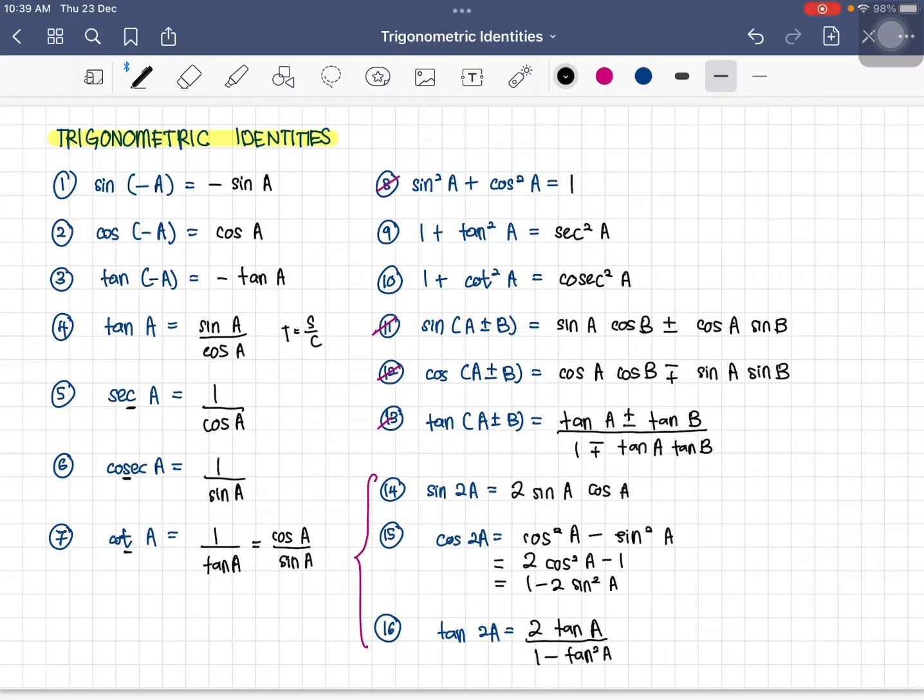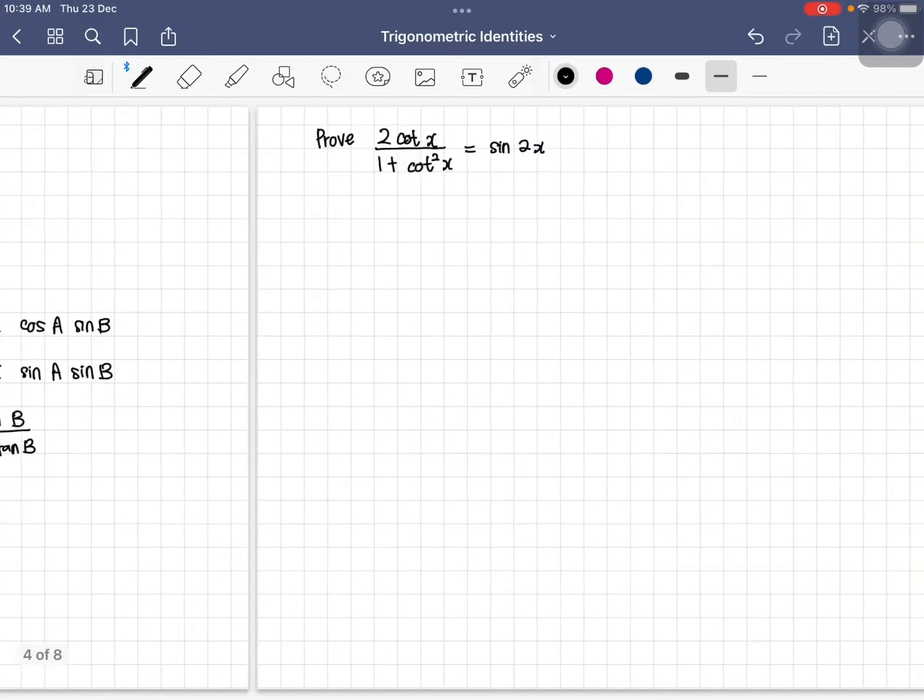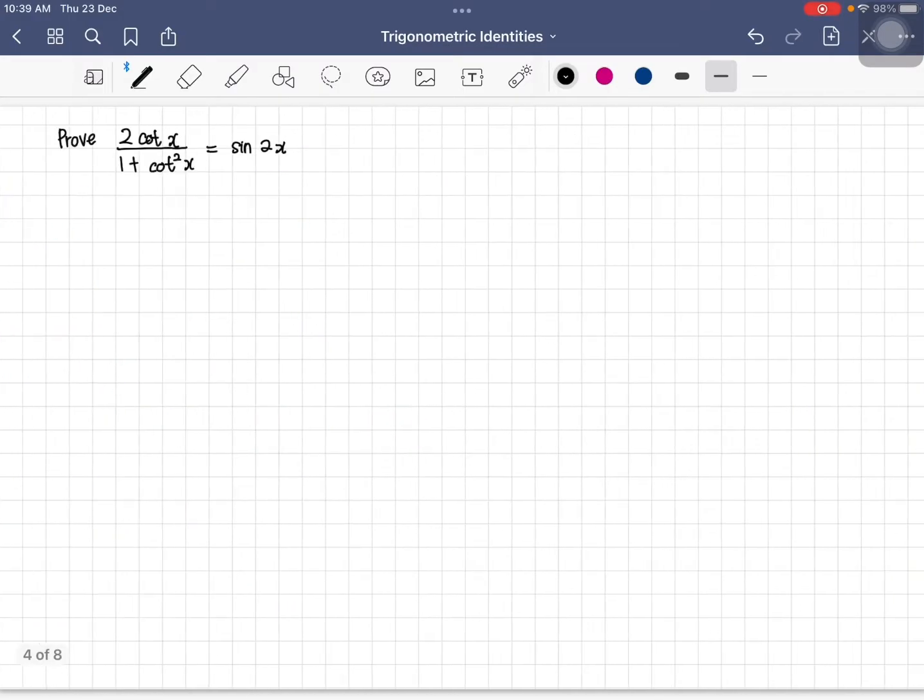All right, so let's now prove some basic identities. Let's have the first one here. Suppose we have to prove that 2 cotangent of x over 1 plus cotangent square of x is actually equal to sine of 2x. So how to prove this one? Maybe we just start with the cotangent of x.